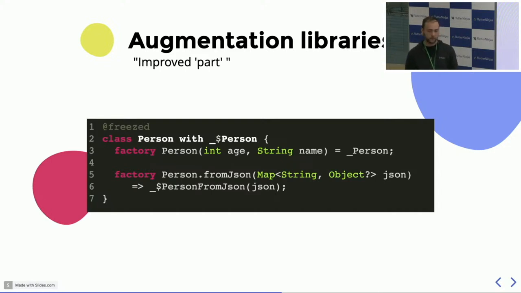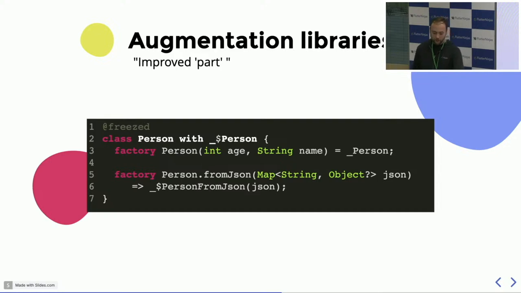And so the only way for Freezed to do that at the moment is to ask you to add a mixin to your class. But you end up with a weird underscore $person on your class. That's a bit odd. Same thing with the fromJSON. You end up with underscore $person fromJSON. It looks weird. I know it looks weird. It's all right, but it looks weird.